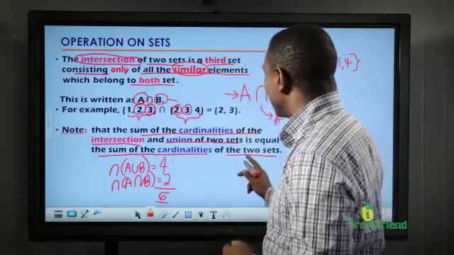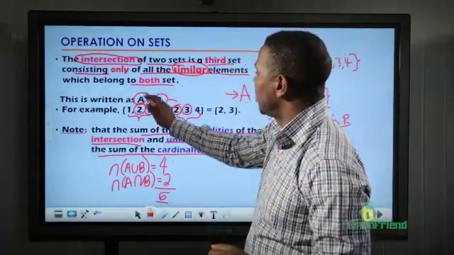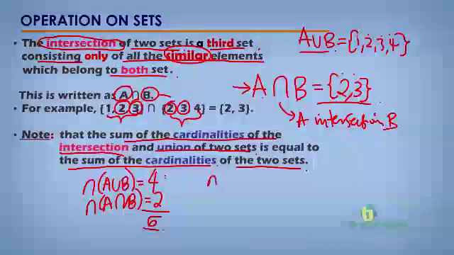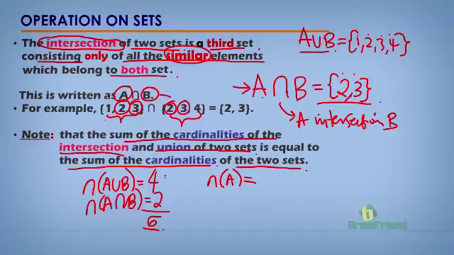Also, the cardinality of our given sets A and B. First, let's take the cardinality of our set A. We have what? 1, 2, 3 unique elements. The cardinality of our set B, which is the count of the unique elements in the set B, is 1, 2, 3. So we have also 3 elements. If we sum that up, we also have 6.